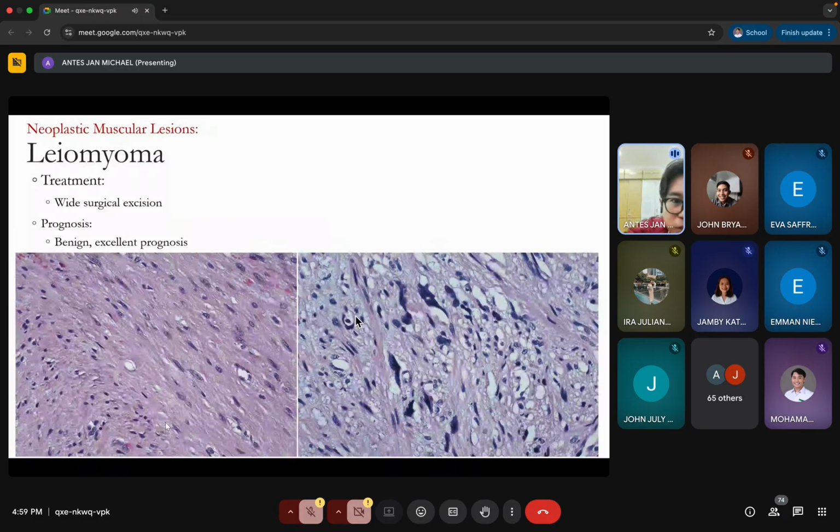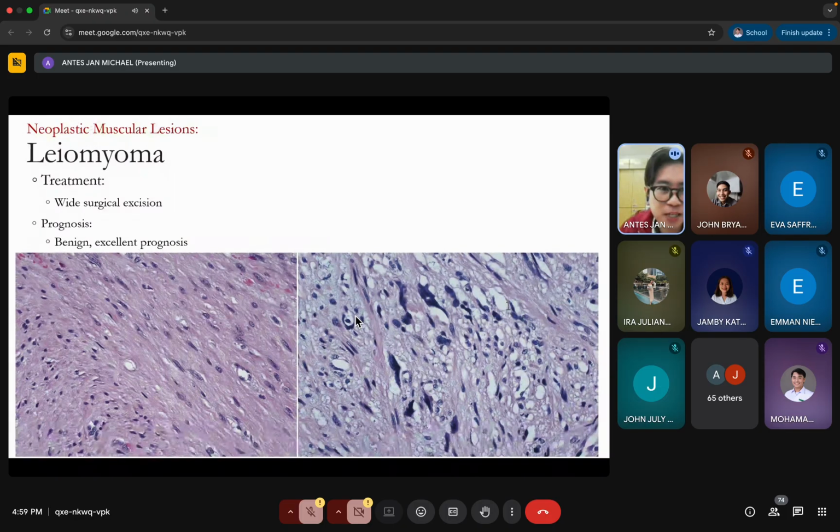Leiomyoma is a benign lesion, so the treatment is a wide surgical excision. It has an excellent prognosis because the characteristic of this lesion is not that aggressive. What you can see right here is actually the comparison between the leiomyoma and leiomyosarcoma.